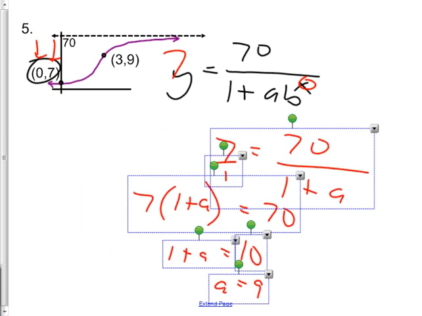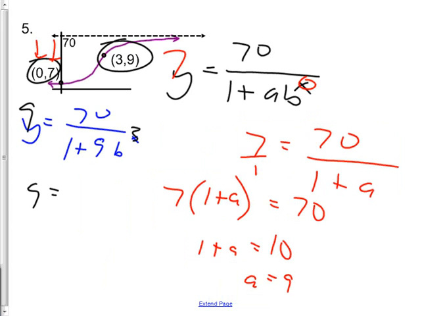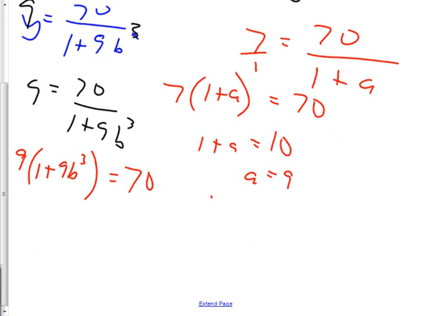So now we take it, move this over, say y equals 70 over 1 plus 9. And then I need a b to the whatever, and this is the ugly part. So now I'm going to take my 3 comma 9 and put it in here. 3, 9. 9 equals 70 over 1 plus 9b to the third. Then I'm going to multiply both sides by 1 plus 9b to the third. So it'll be 9 times 1 plus 9b to the third is equal to 70. Now, 9, subtract 1.